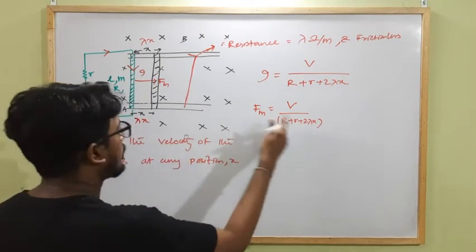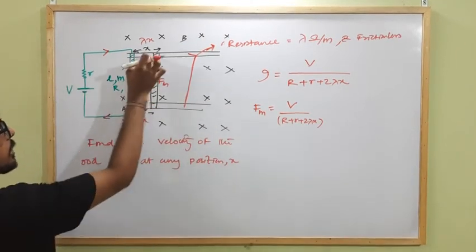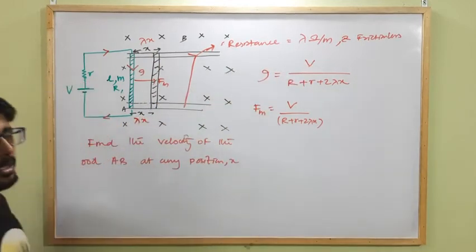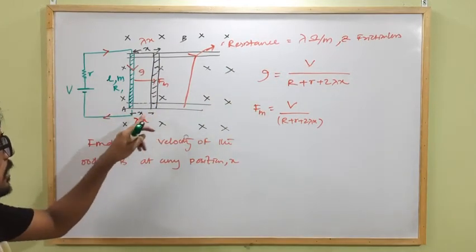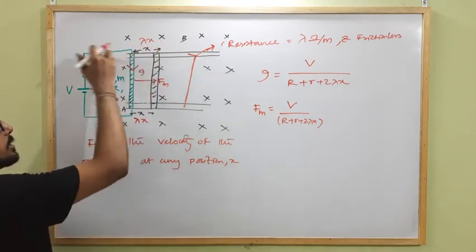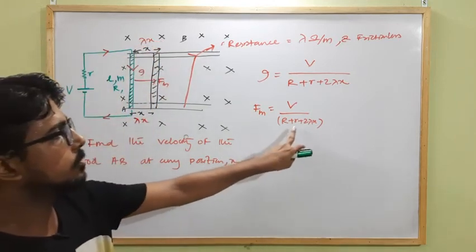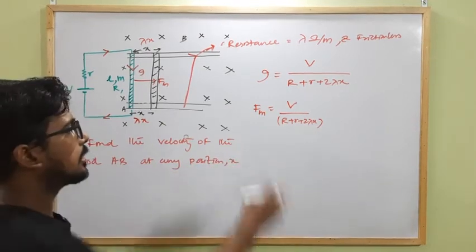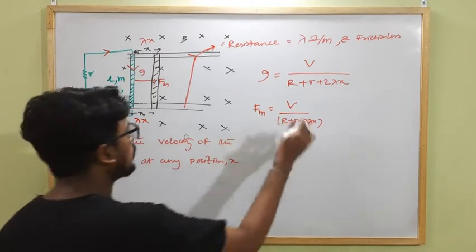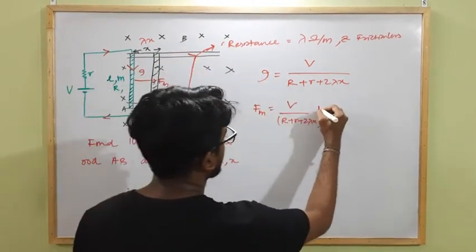Clear? Why 2 lambda X? Because these two segments of the rails have resistance lambda X, because lambda is the resistance per meter. At any instant it covers X distance. So these two have resistances lambda X which are connected in series with the circuit. So the resistance will be R plus 2 lambda X, and this will be the value of V by R equal to I into length of the segment L.